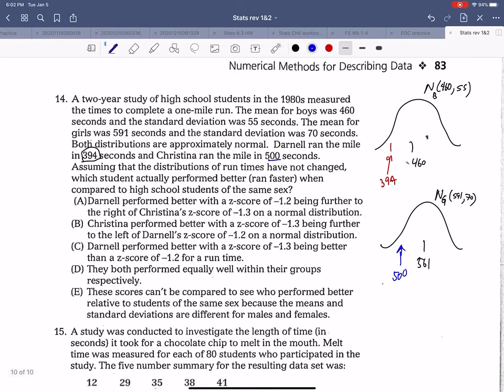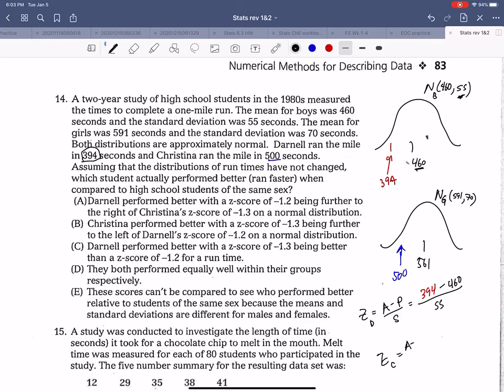So we're essentially looking for which person is further away from the mean. In this instance, we want the person with the lowest z-score, a really low negative z-score. Okay, so the z-score formula is actual minus predicted over standard deviation. His actual is 394, and we'd predict him to run the average time, over the standard deviation of 55. This is Darnell.